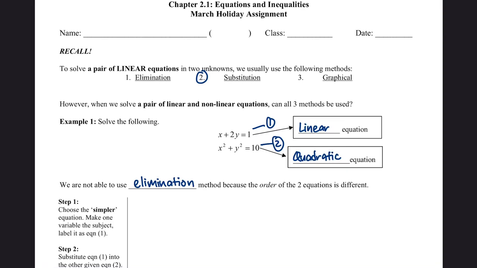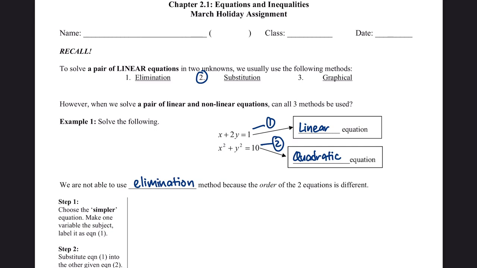So for solving simultaneous equations in A-Math, we typically deal with a pair of linear and non-linear equations. Therefore, we won't be using the elimination method and graphical method. We will actually be using the substitution method.